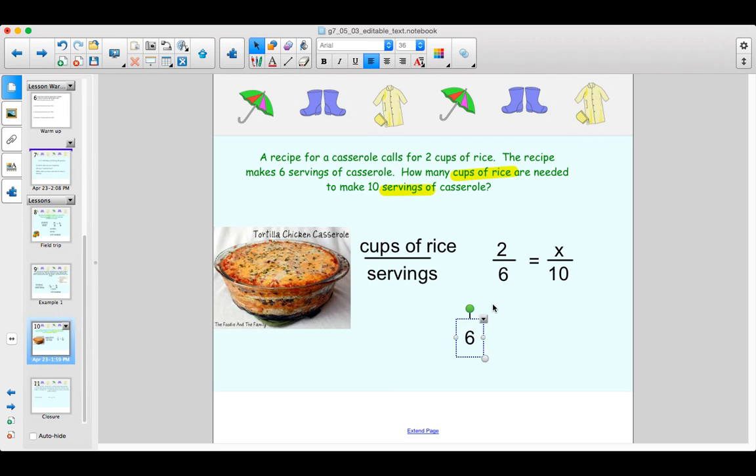Cross products give me 6 times x equals 6x. 2 times 10 is going to give me 20. Now I'm just going to go through and divide both sides by 6. So that gives me, if you use a calculator, 3.3 repeating. So really x would be equal to 3 1/3 cups. Remember, we're talking about cups of rice. So if I increase my recipe to where I need 10 servings, I need 3 1/3 cups of rice.